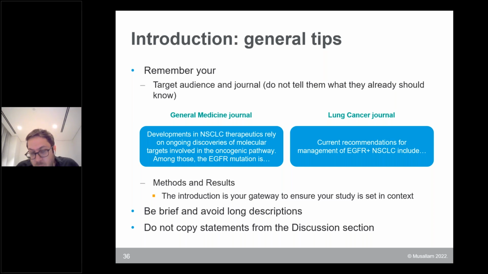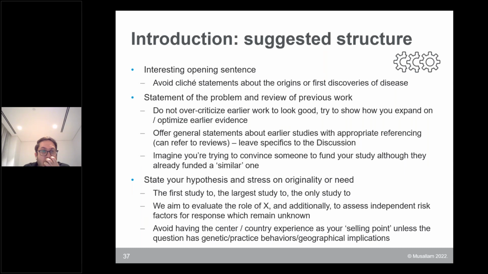You don't want people to be bored before they get to the juice, to the methods, to the results, to the thing that is important about your paper. At the same time, those introductions are meant to just put the aims in context, not to make a review article and then start with the results. And try not to copy. Many people take similar statements and copy them from the discussion to the introduction. Try to always say interesting opening statements.